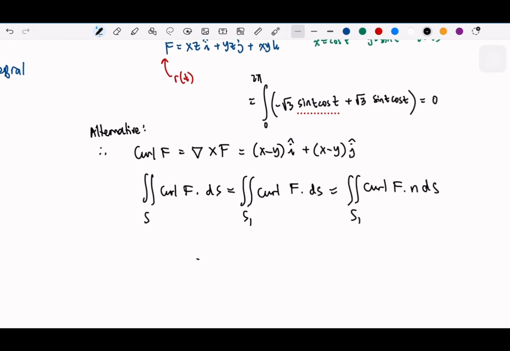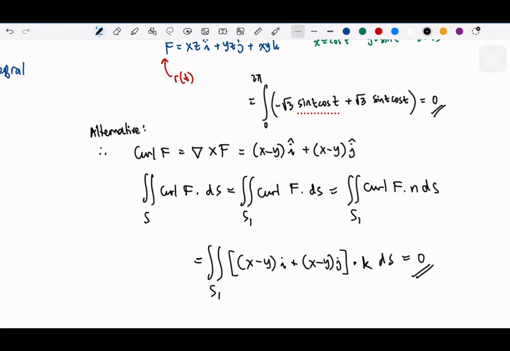So basically we see that this will be x minus y i plus x minus y j. We dot with k, and since each one of the components is not matched in the axis, this will be 0, right? It will be 0. So this will be 0. Okay. So same conclusions.